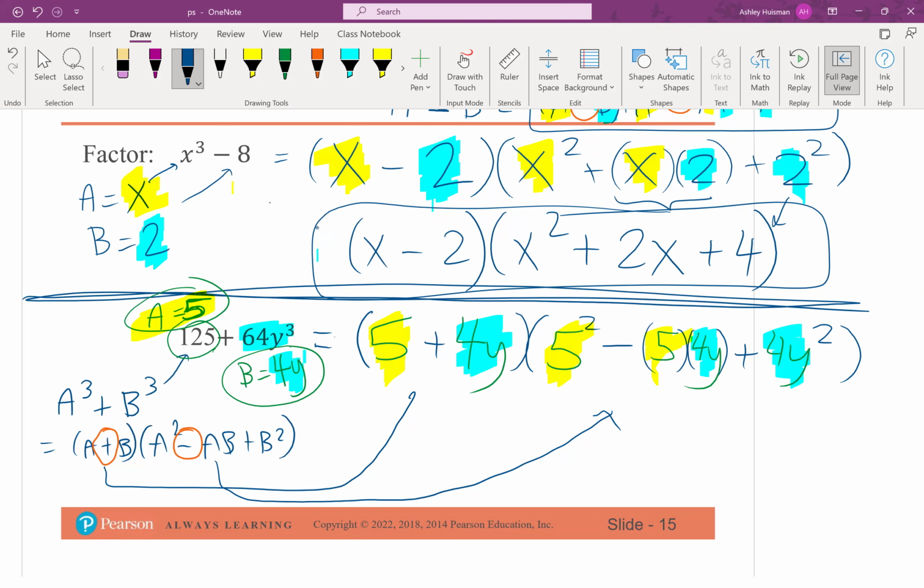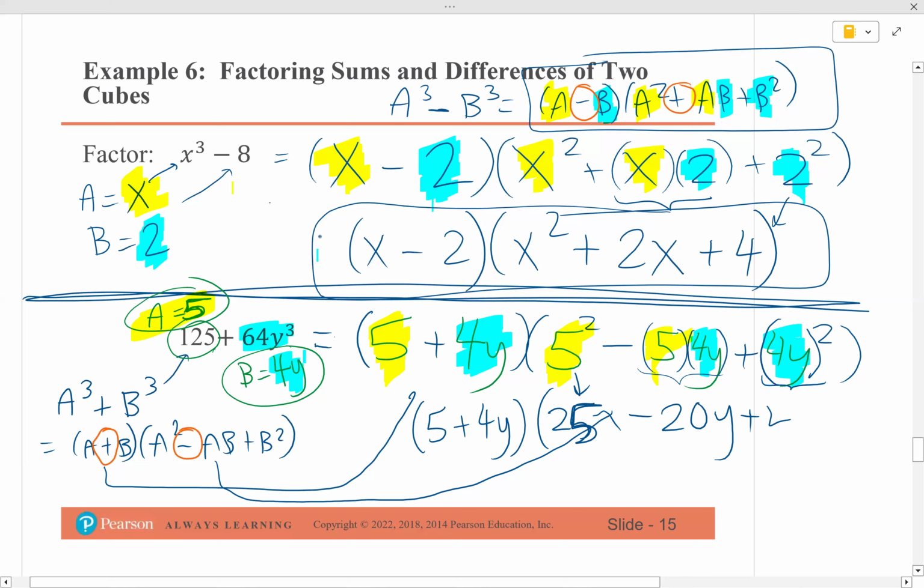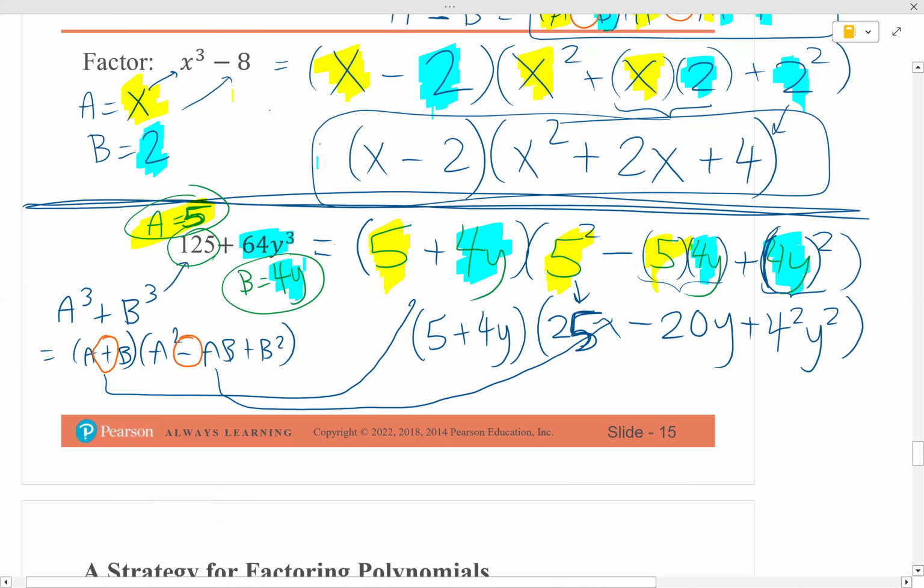All right, time to simplify now. 5 plus 4y, looks good. And now I'm squaring 5. 5 times 5 is 25, okay. Minus, now I got 5 times 4y, that's 20y, plus 4y squared is 4. Oh, sorry, whoops. I should have put this in parentheses. Because you're not just squaring the y, you're squaring the entirety of 4y. So it's really 4 squared y squared. Not that I had to write all that, but you know, 5 plus 4y times 25 minus 20y plus 4 squared is 16y squared. That was a close one.